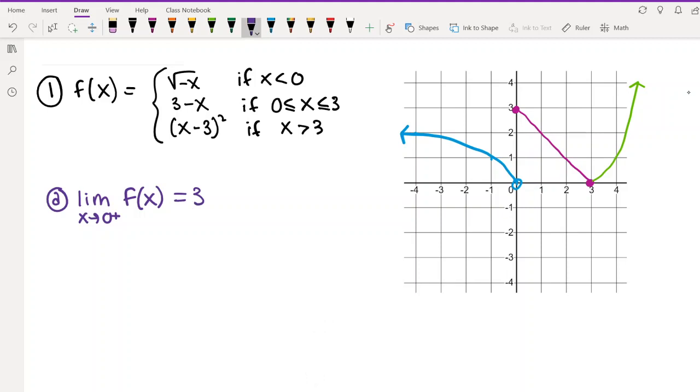So how could we have answered that without looking at the graph? Well, we could have plugged it into this function. So how would I know, if we didn't have the graph there, that you could plug it into this function?